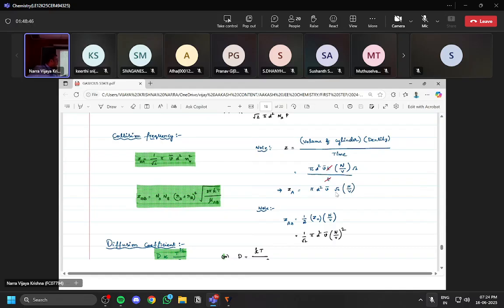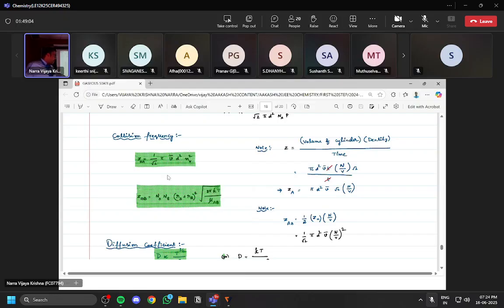Correct? Now, what is ZAA? It is 1 upon root 2. Observe, compare these two. Here it is root 2, and this is 1 upon root 2. So ZAA is 1 upon root 2 pi sigma square, average velocity into NV square.